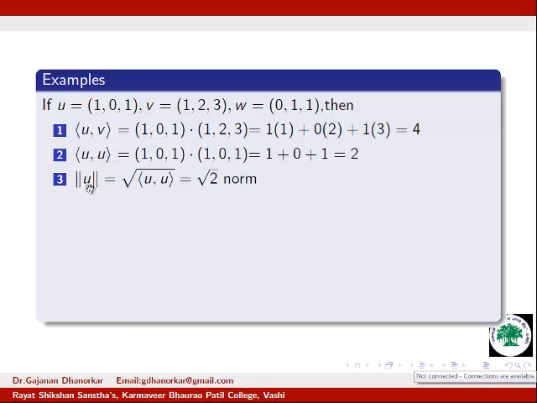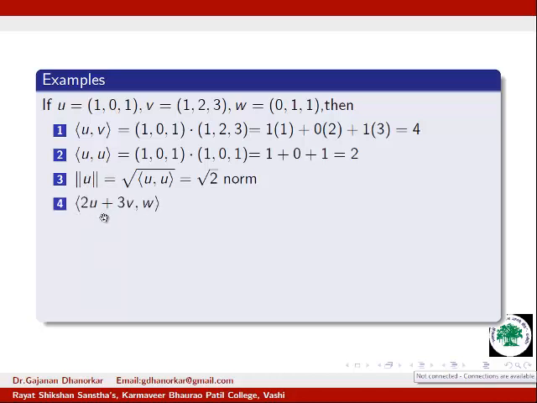When we know the inner product of the vector with itself, we can find its norm easily. What is the norm? The norm of U is equal to the square root of the inner product of the vector with itself, and this is equal to 2. Therefore this is the square root of 2, and this is the norm of this vector.